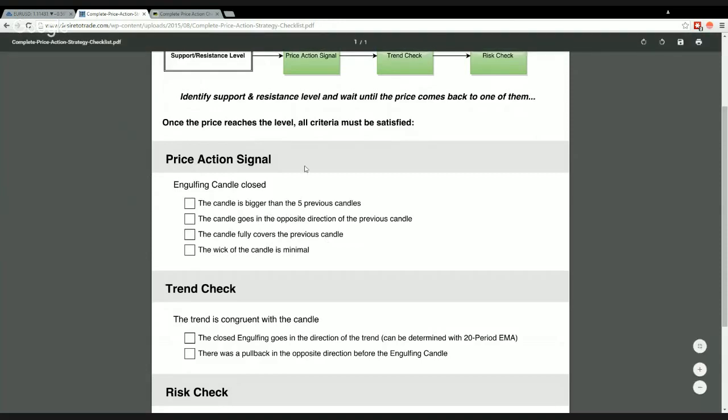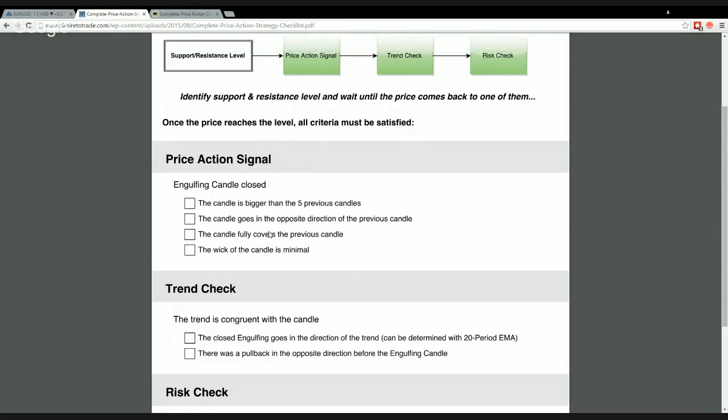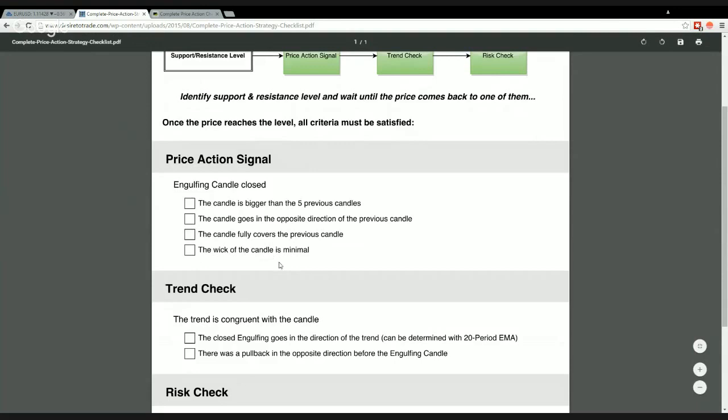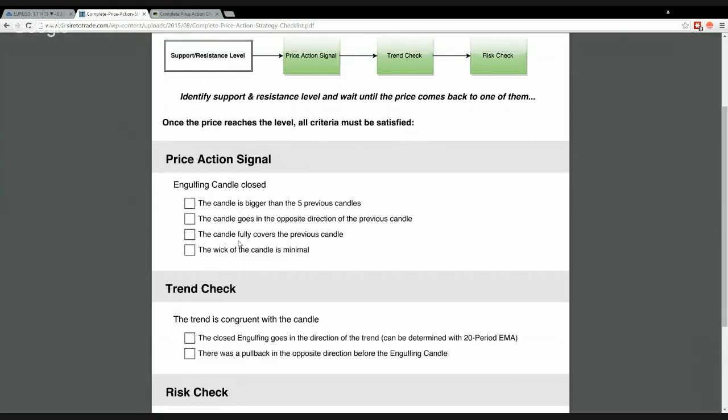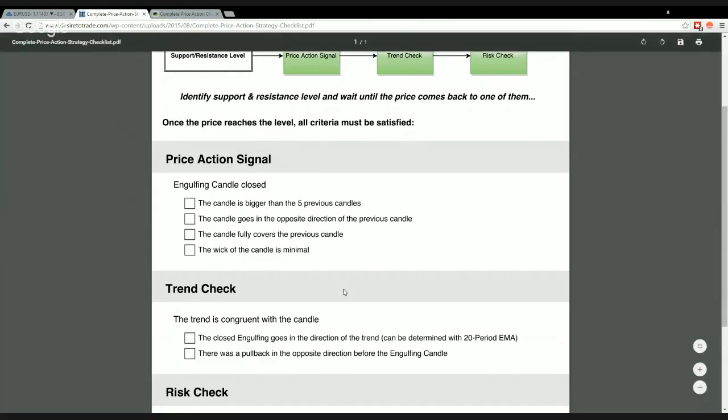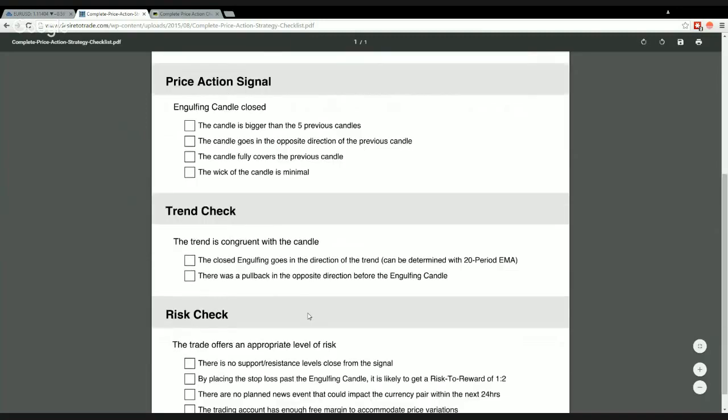So you have to have a candle, and it's probably easier to show it to you on the chart, but you need to have a candle that's bigger than the previous one, and that's covering the previous one completely. Then you have to have the wick, which is minimal, so the wick in the opposite direction. Yeah, so that's pretty much it. I'll show you this on the chart.